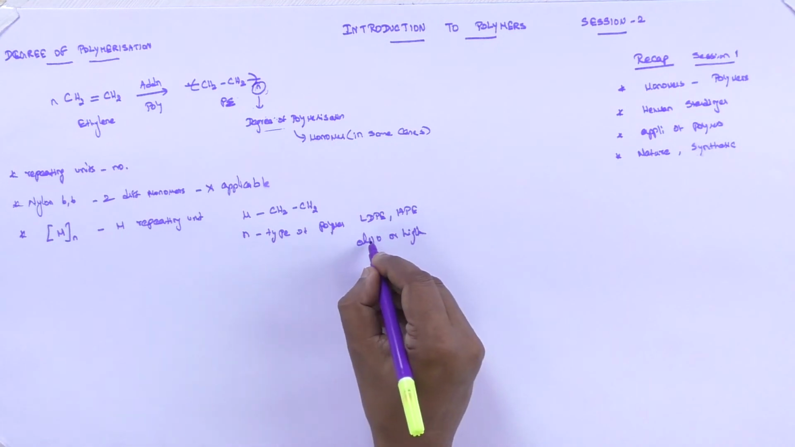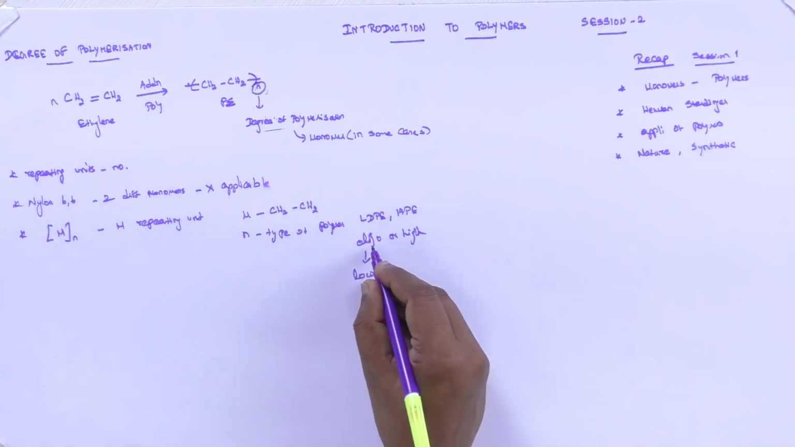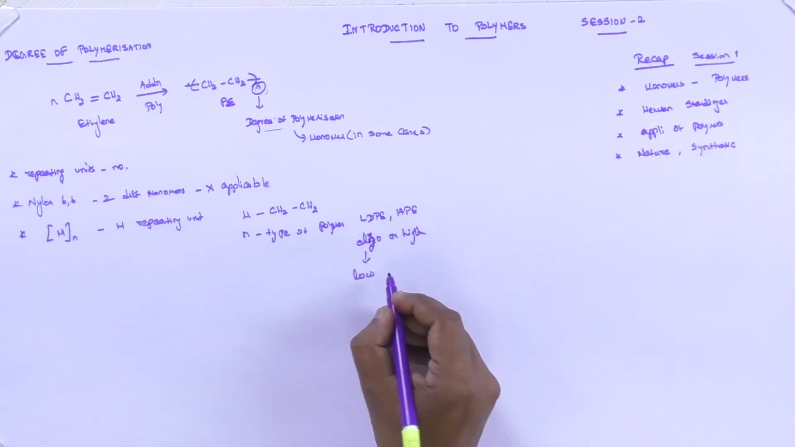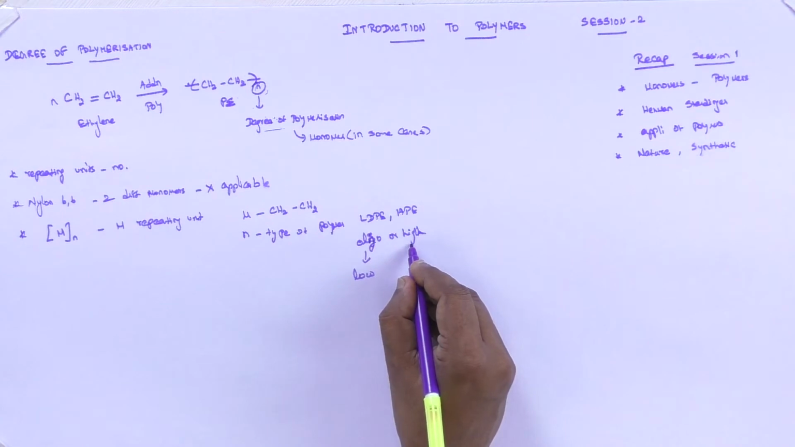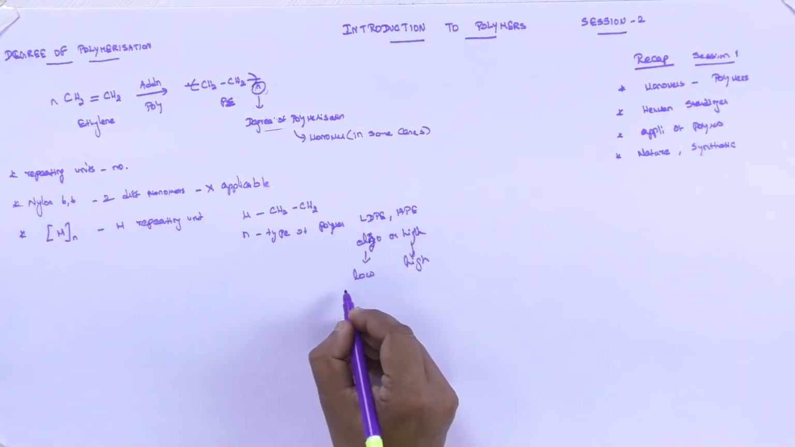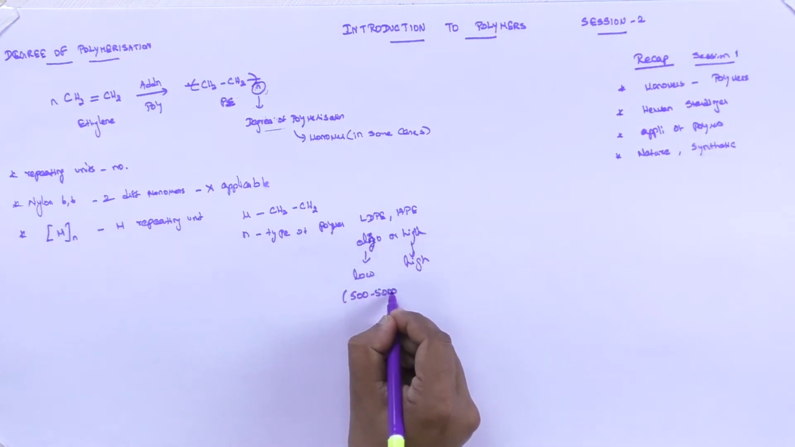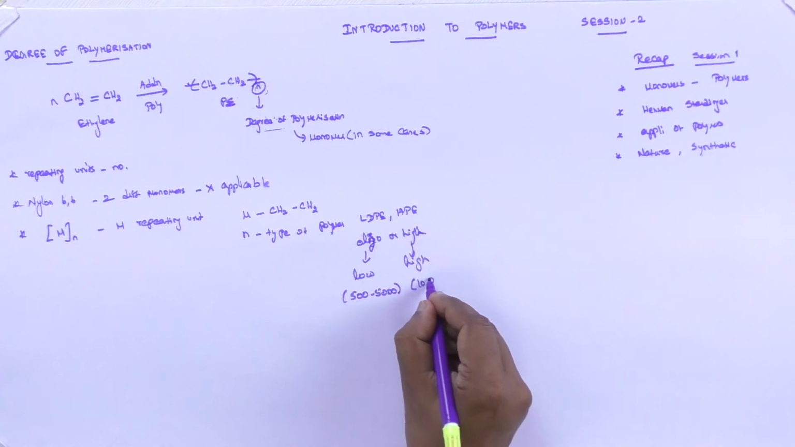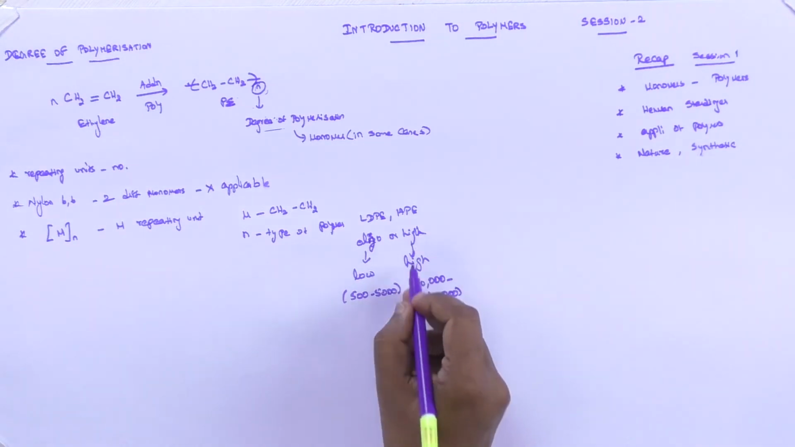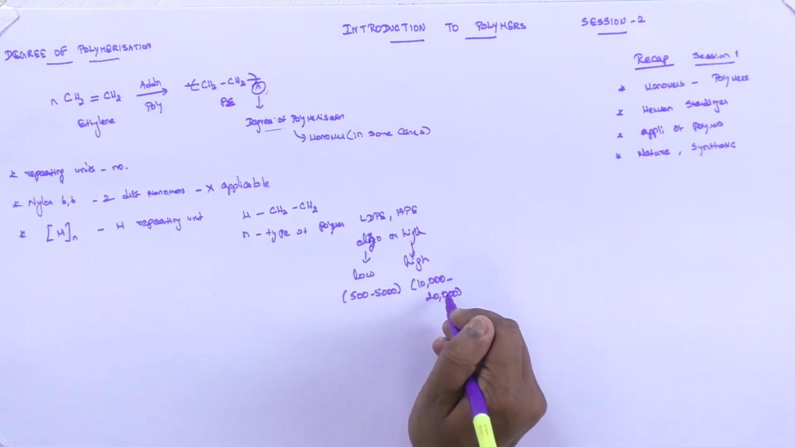Polymers with low degree of polymerization are called oligopolymers, and polymers with high degree of polymerization are called high polymers. For oligopolymers the molecular weight ranges between 500 to 5,000, and in the case of high polymers, it is between 10,000 to 20,000.